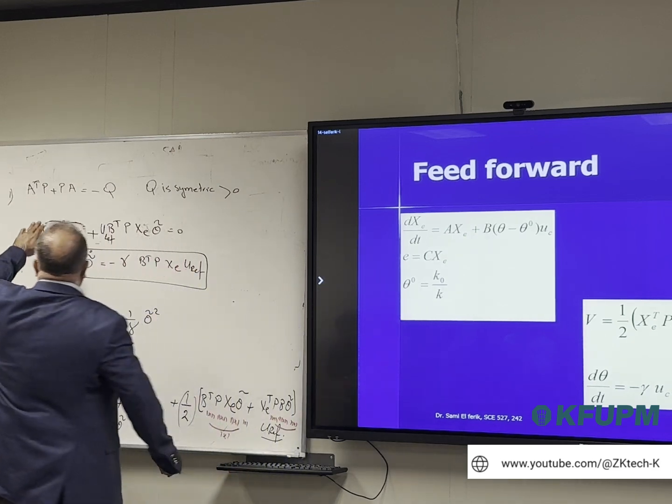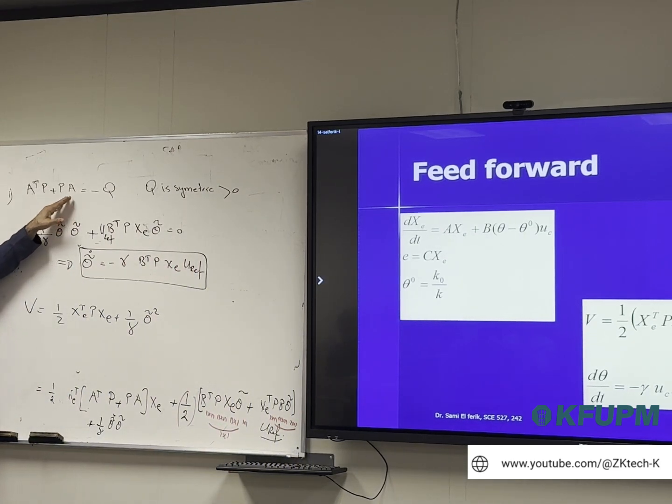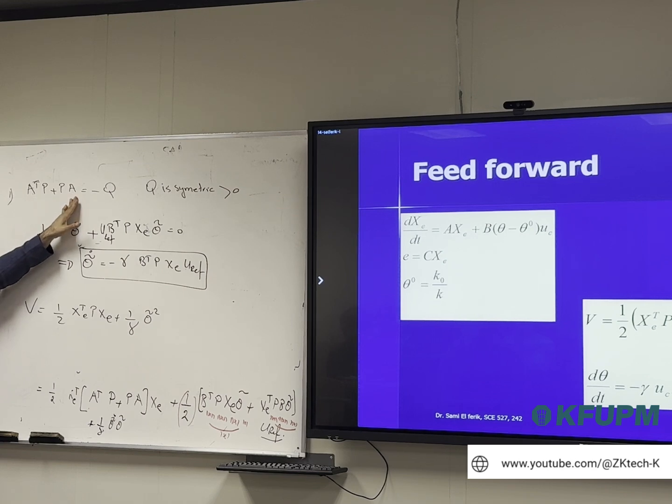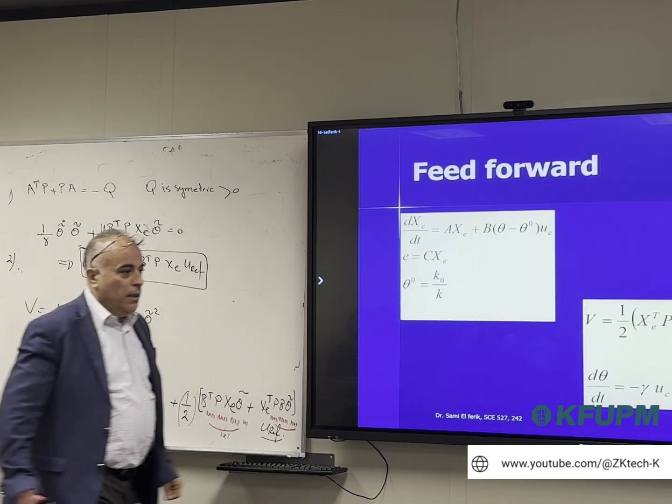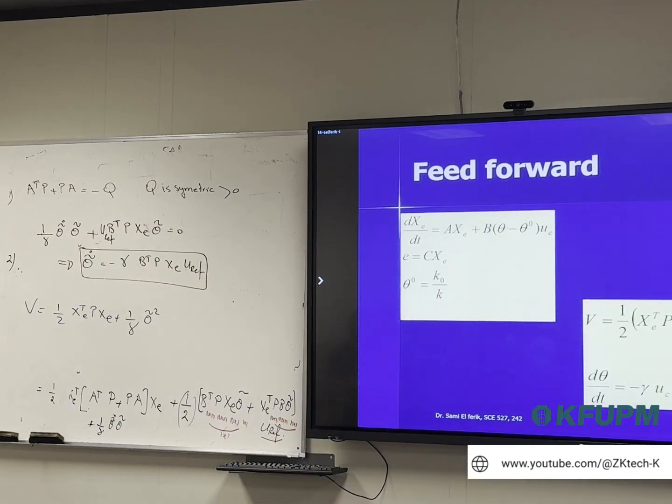So now this first condition, A transpose P plus P times A, we have seen before when we reviewed the Lyapunov that if A is stable, then there exist P and Q such that this equation is verified. Otherwise, we need to find P and find Q that verify this condition. Now, in order to make sure that both systems, the state feedback and the input output, are equivalent, we need an extra condition. We need to say, how can we rewrite this term as a function of the output?